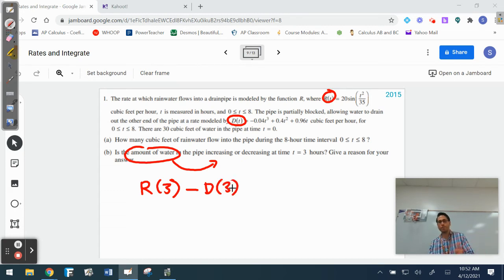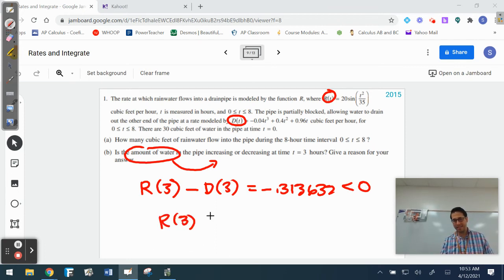Now, if you do R of 3, if you just compare them, you don't always have to do R of 3 minus D of 3. You just have to compare your two. But one way of comparing is by taking the difference. And for this, I got negative 0.313632, and that is less than 0. So what would that mean? Well, that would mean that R of 3 is less than D of 3. And if that is the case, then the amount of water in the pipe is decreasing when t equals 3. Okay, the amount of water in the pipe is decreasing at time t equals 3.